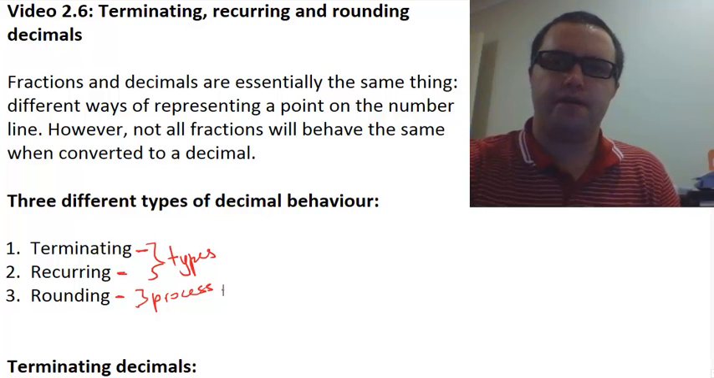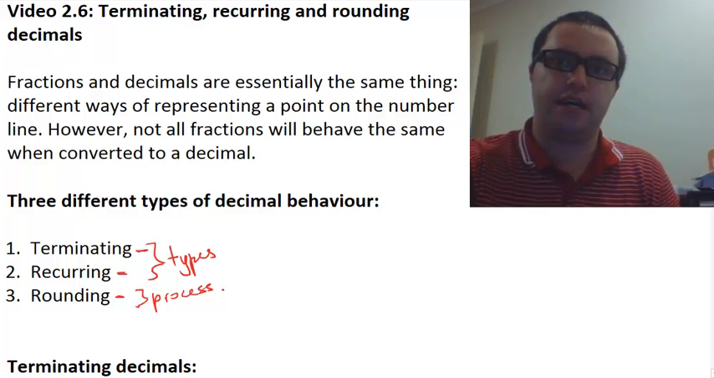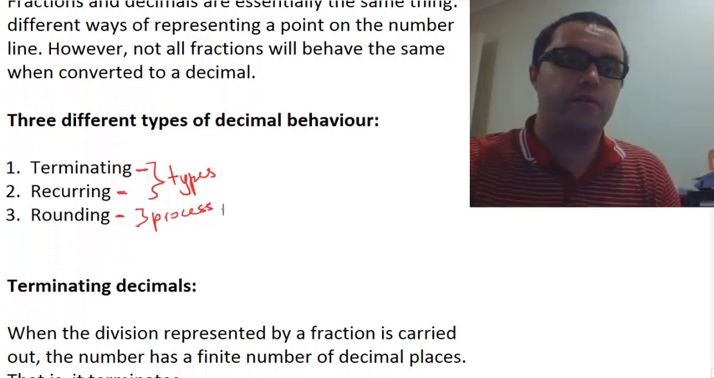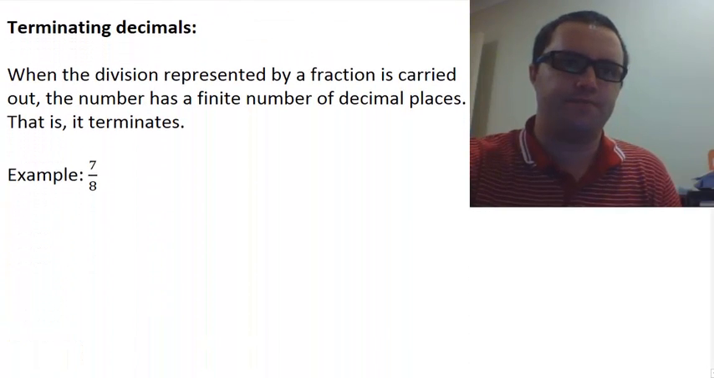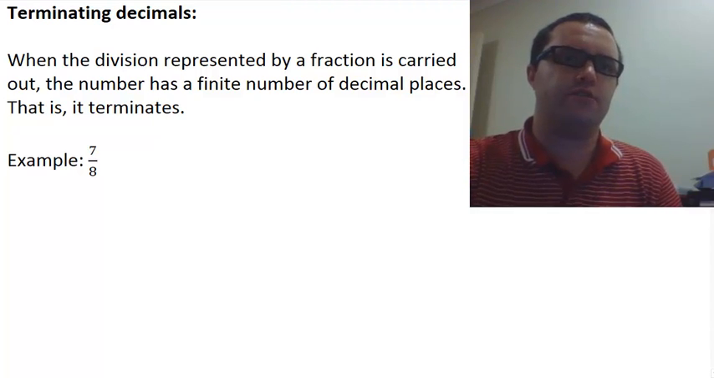Right, let's have a quick look at these. Again, using your calculator makes this so much easier. However, you do need to be able to do it off the top of your head quite quickly. You don't have to worry about using your calculator to round stuff. Right, terminating decimals. These are the easy ones. Not going to spend a lot of time on it.